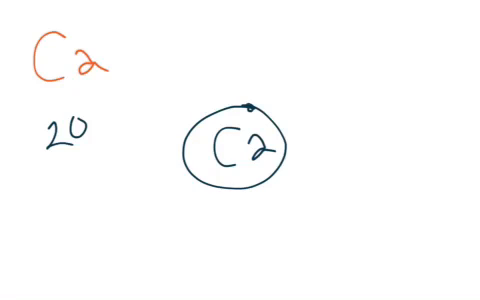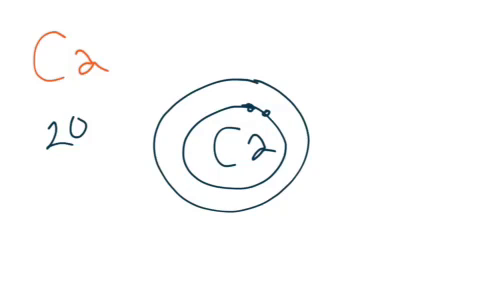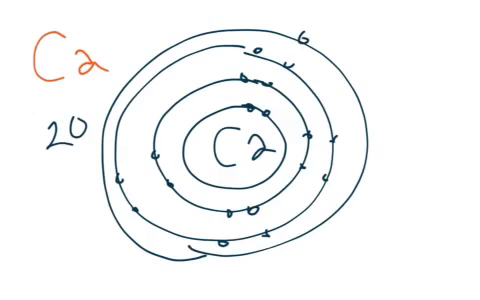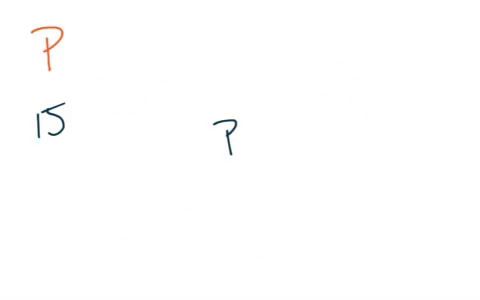So the first ring would have 2, the second ring would have 1, 2, 3, 4, 5, 6, 7, 8. And then the third ring would have 1, 2, 3, 4, 5, 6, 7, 8. So this is only 18 altogether. So we're going to add that fourth ring, and we're going to put 2 more electrons on it. And I'm going to do 1 more, just because I'm going to use it later as an example.